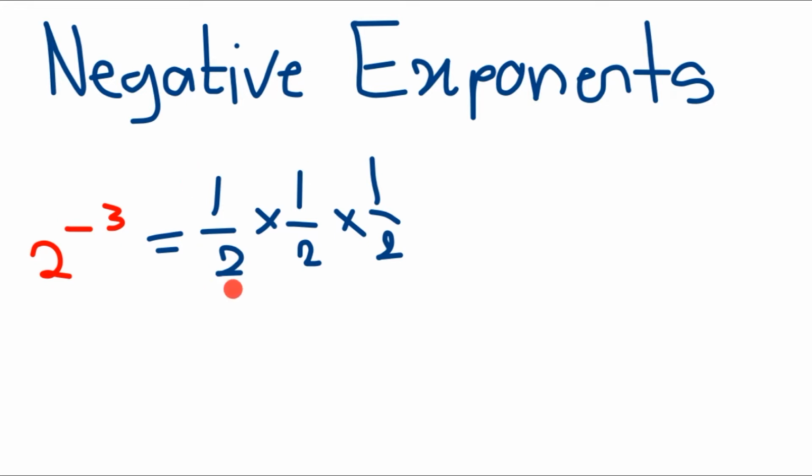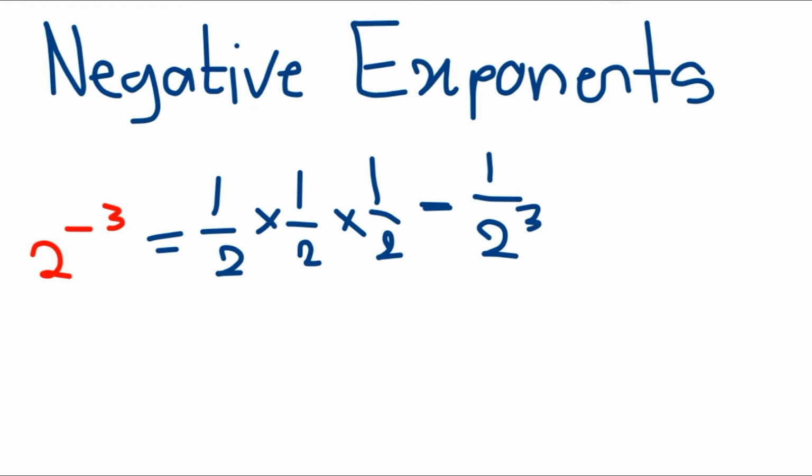Now that we have this expression, we can further simplify it to 1 over 2 to the power of 3, because 1 times 1 times 1 will give you 1, then 2 times 2 times 2 will give you 2 to the power of 3. According to the laws of exponents, when you multiply powers of the same base, you add the exponents. Therefore 1 plus 1 plus 1 will give you 3.